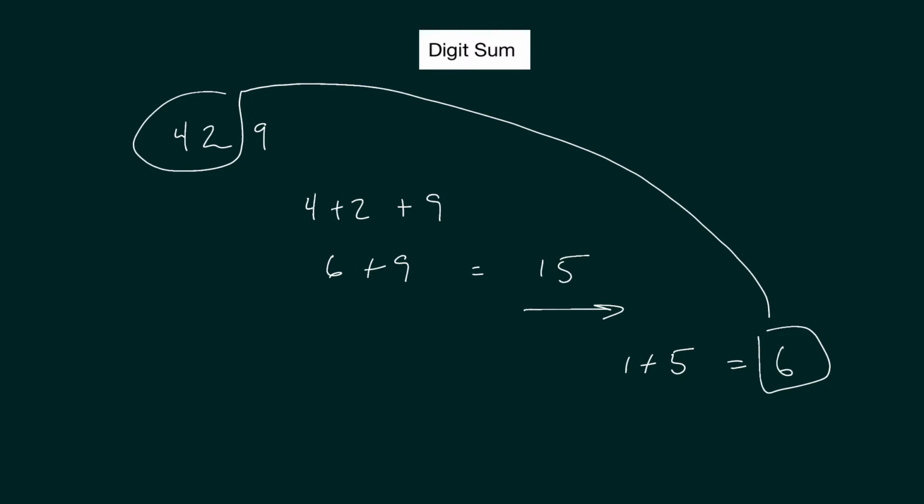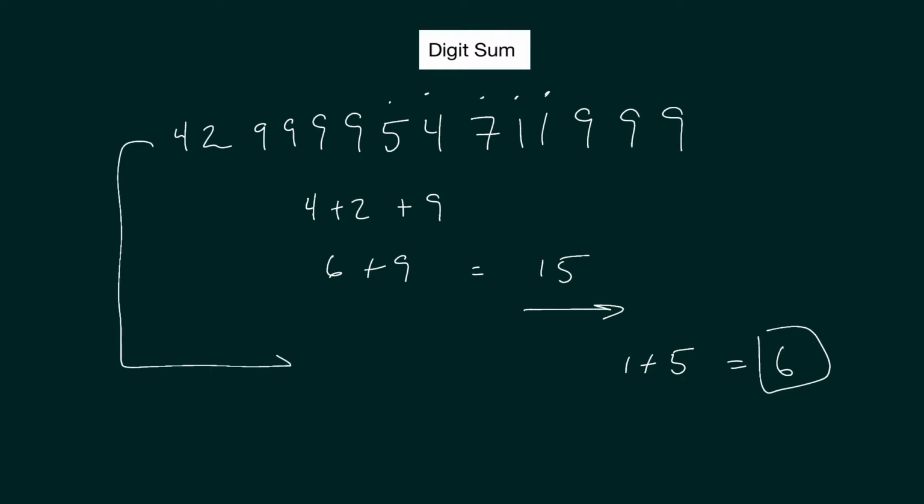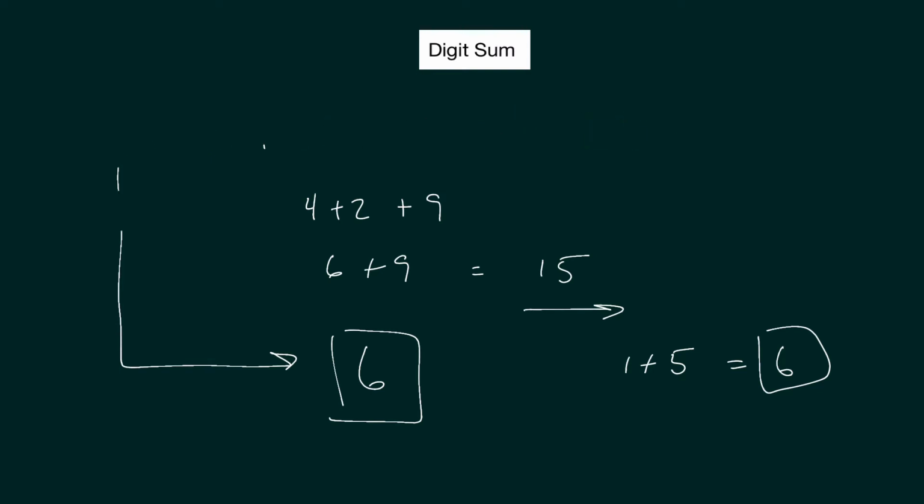So what this means is that you can add any number of 9s that you want, or any combination of numbers that add up to 9. 5 and 4 equals 9. 7 and 1 and 1 equals 9. You could add as many 9s as you want, and when you take the digital root, it's going to take you right back to the number 6. You could do this with any number that you want.